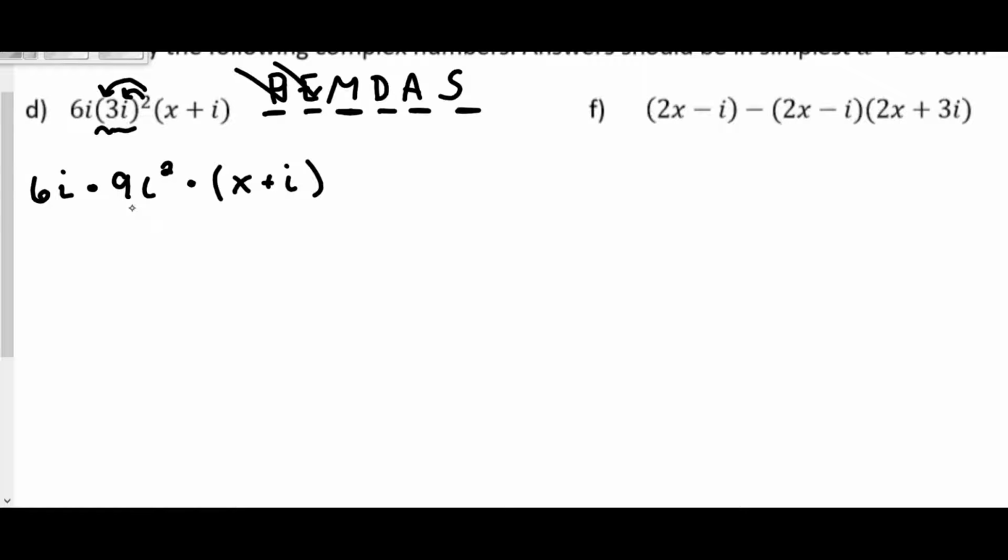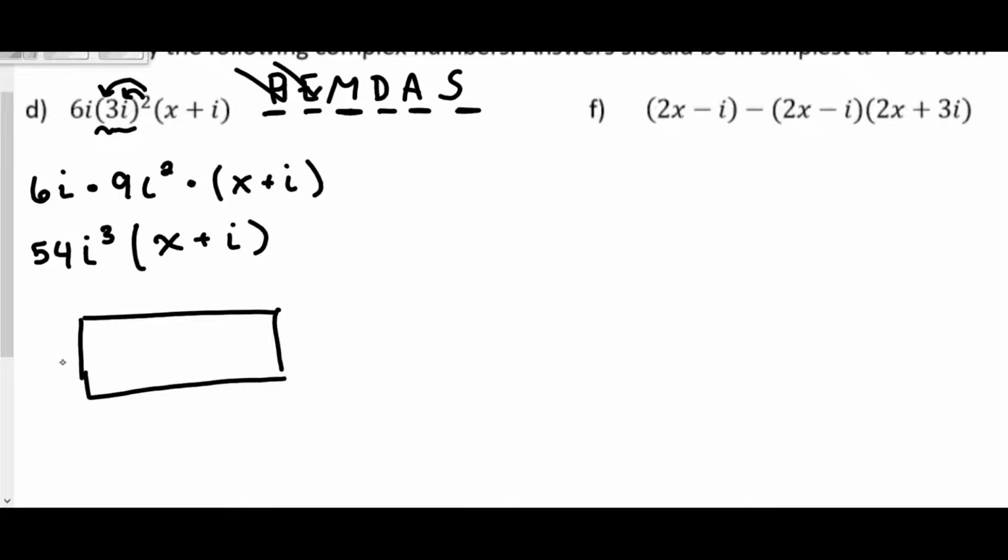So 6i times 9i squared, 6 times 9 would give me 54. i times i squared would give me an i cubed. You multiply this just like you would multiply 6x times 9x squared. So 54 i cubed times x plus i. So now you can do this one of two ways. You could either distribute your 54 i cubed to your x and then to your i, or you can use the box method. I'm going to use the box method because we just learned that with polynomials, and I feel it keeps things organized and in order.